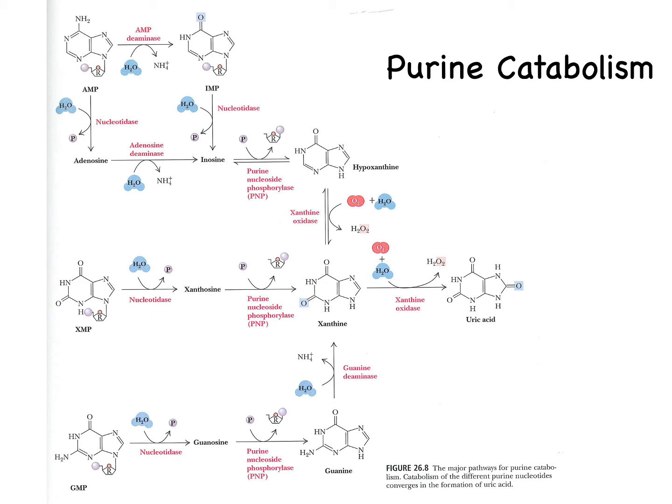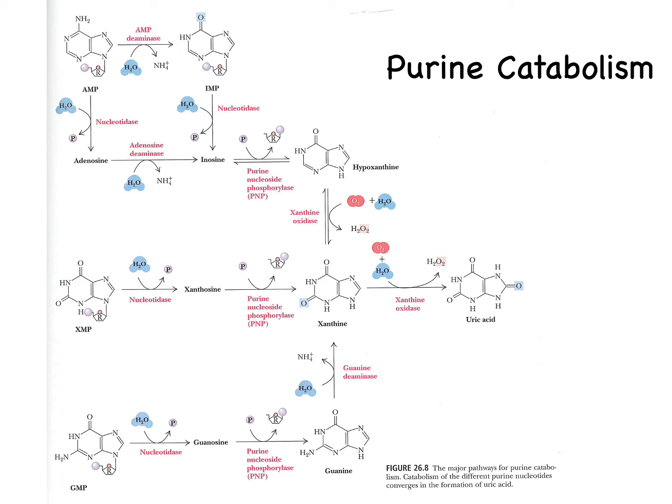xanthine to uric acid. Now, AMP is going to ultimately go through the same process, but there are two pathways for breaking down or converting AMP into uric acid. One that deaminates it first to make IMP, and then gets rid of the phosphate, then the sugar to make hypoxanthine, and then it has to be oxidized twice to get the uric acid.